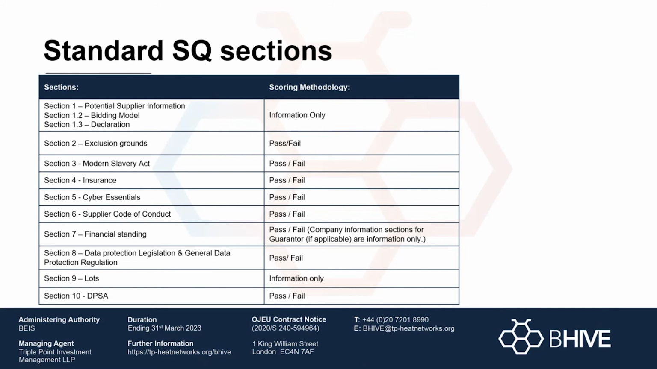Section 8 is questions around GDPR and data protection legislation. Section 9 is for you to identify which lot you are applying for. So under this DPS, there are 2 lots available. Lot 1 is for equity finance, and lot 2 is for asset finance. And finally, section 10 is for the DPSA. So that is for you to accept the terms of the DPSA agreement and let us know who would be signing this DPS agreement should you be accepted onto the DPS.